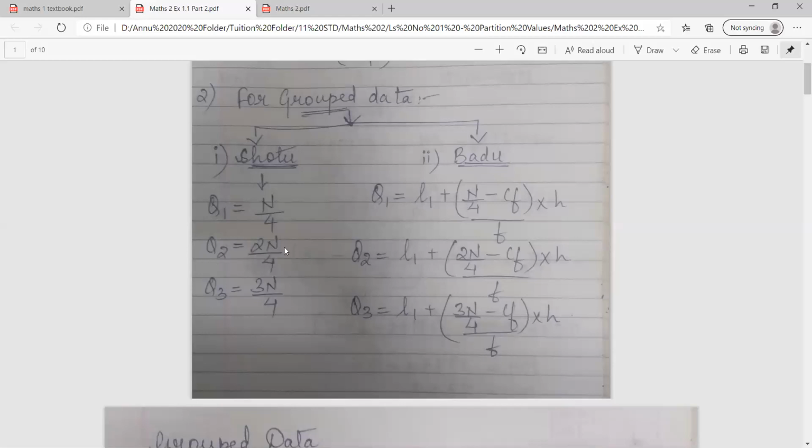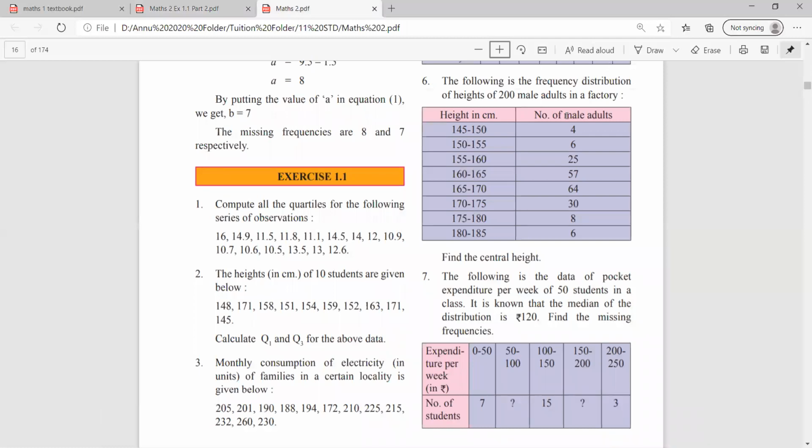This you must have studied in your 10th standard in the statistics part. Similarly, the formula for Q2 is 2n by 4 and the formula for Q3 is 3n by 4. In the bigger formulas, only this n upon 4 will get converted into 2n upon 4 and 3n upon 4. Rest, all three formulas are similar. I hope, class, with this you are all clear with what we are going to study today. Okay, so moving forward with sum number 6.